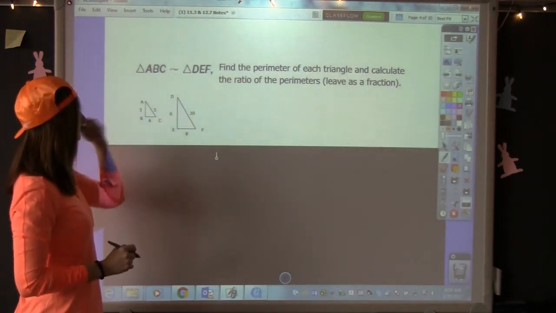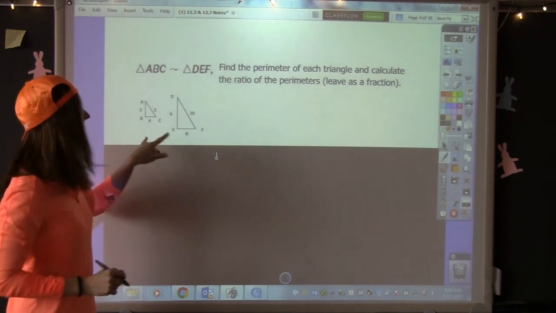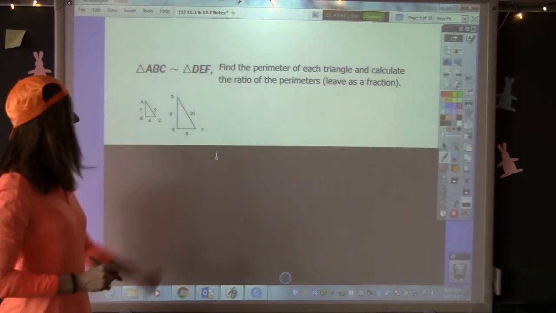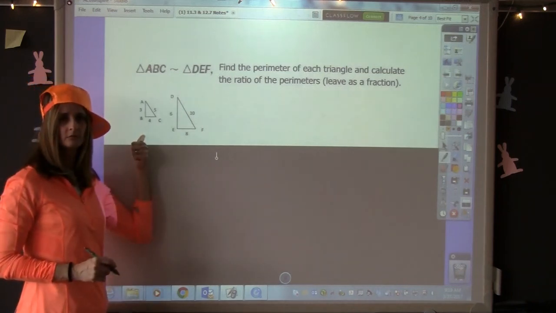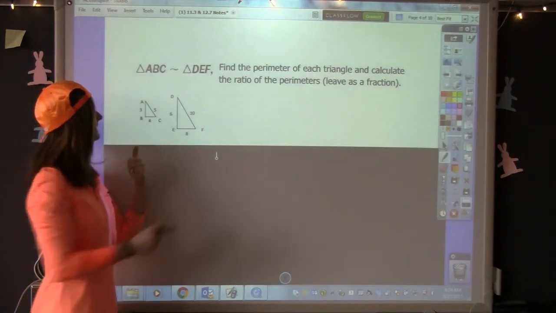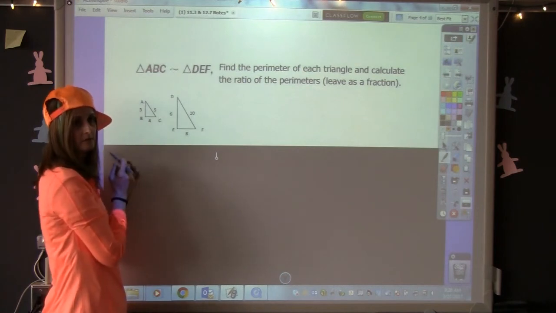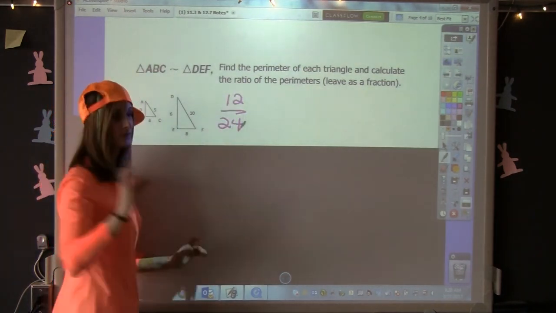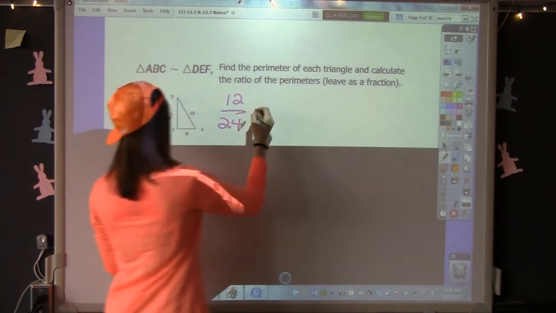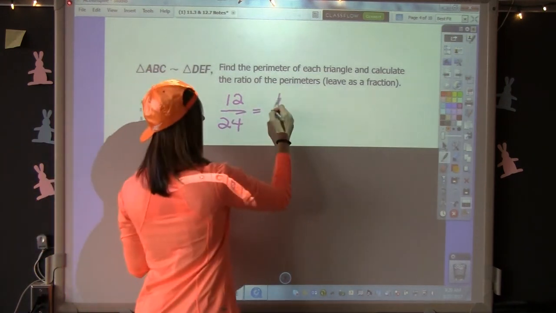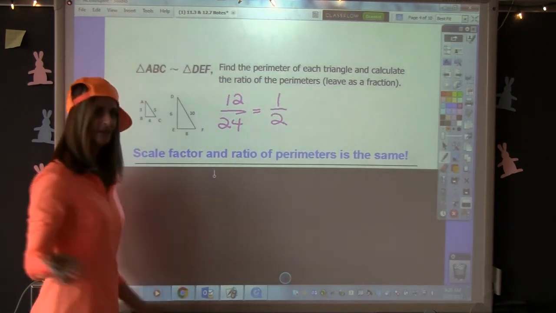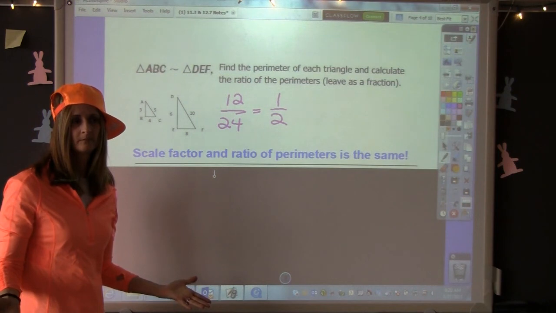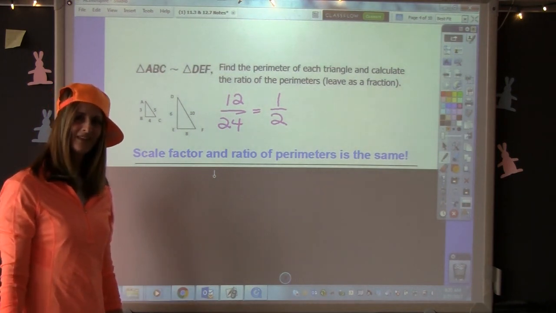Okay, so let's look at the same two triangles and find the perimeter of each of the two triangles and calculate the ratio of the perimeters. So what's the perimeter of this triangle? 3 plus 4 plus 5, 12, right? And then what's the ratio, or the, 24, sorry. Yes, and I like how you're saying it loud so the viewers can hear. Simplified? Scale factor and the ratio of the perimeters is the same. Wow. Thank you for the wow. Thank you.